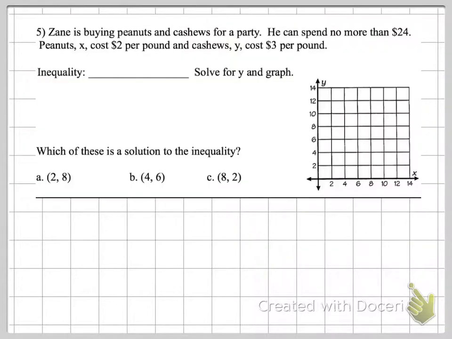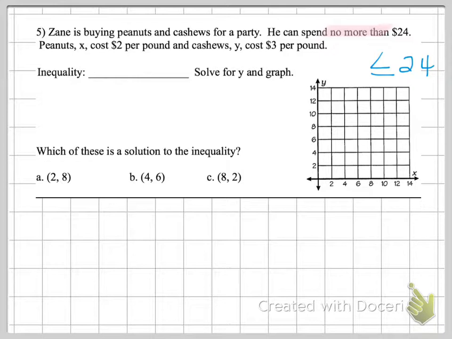All right. One last example, and then I'm going to cut you loose, and you're done. So Zane is buying peanuts and cashews for a party. He can spend no more, there's our key word right there, no more than $24. That means everything over here is what he's spending. It cannot go over $24. That means it's got to be less than or equal to $24.